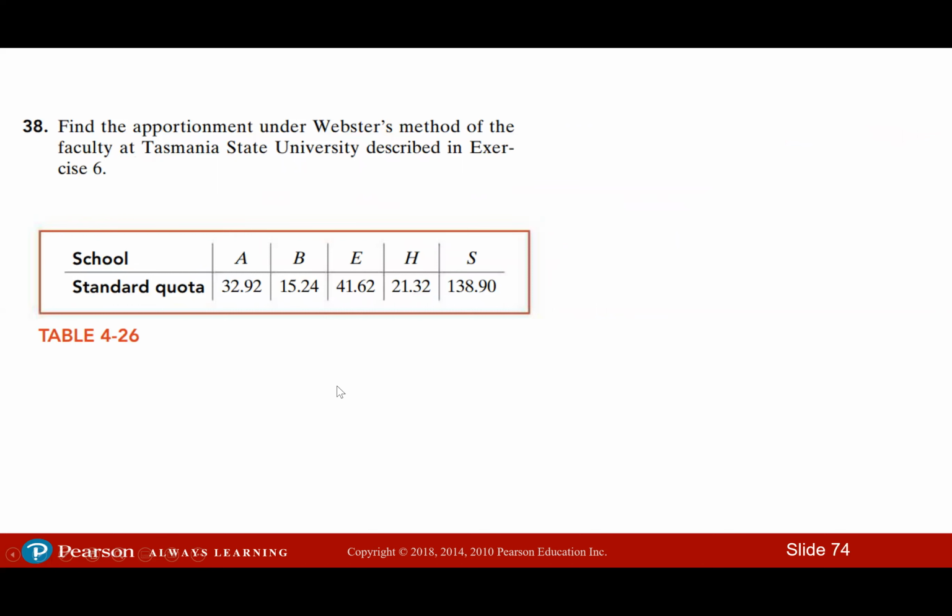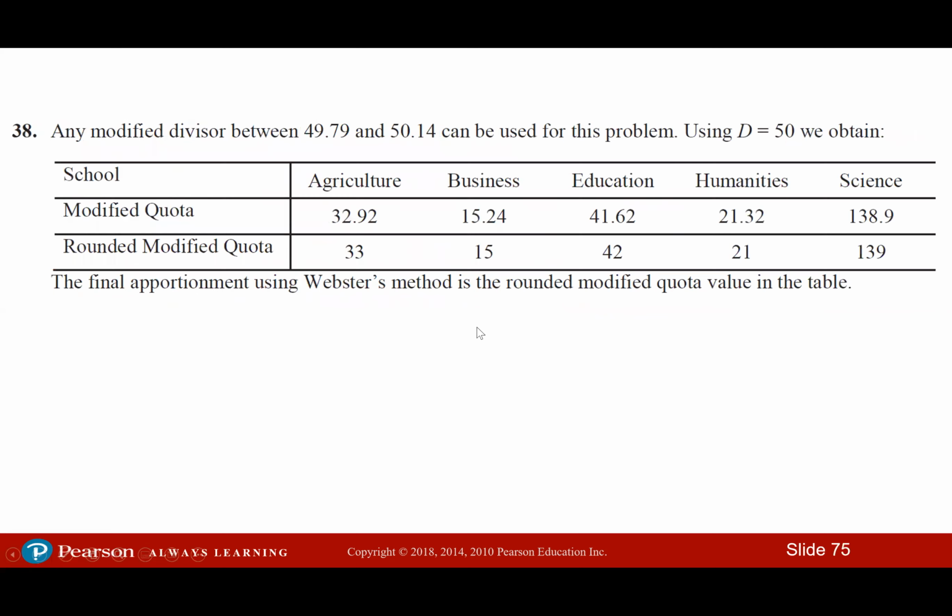Find the appropriate apportionment under Webster's method of Tasmania State University. There it is. So again, you would round this like you normally would round, and then you would adjust. And so it looks like we were over by one. We were over by one. And so any divisor from 41.79 to 50.14, any one of those could be used in order to find the apportionment there.